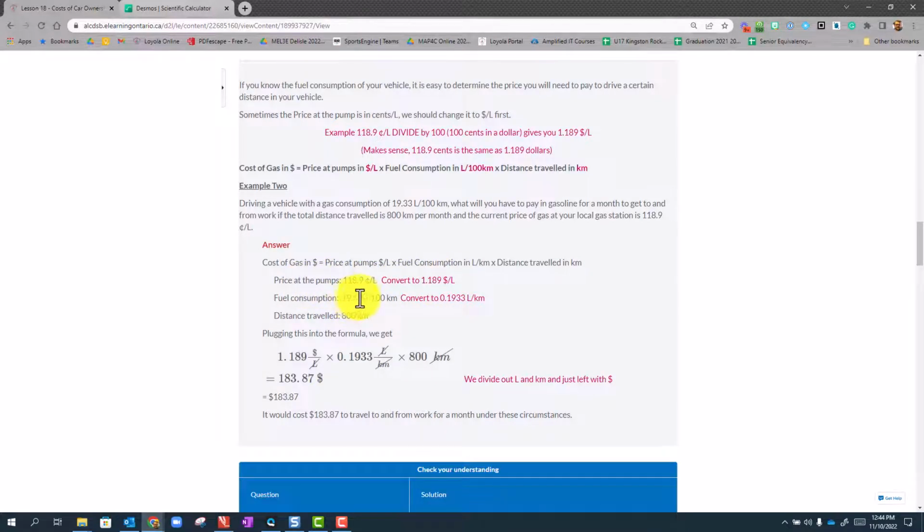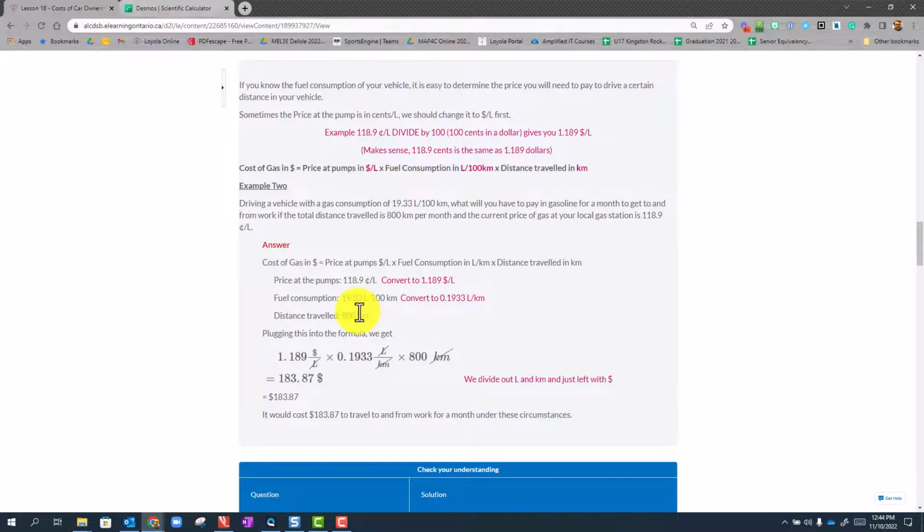Fuel consumption is 19.33 liters per 100 kilometers. We're going to change that to 0.1933 liters per kilometer just by doing the division. 19.33 divided by 100 is 0.1933, and the 100 is gone from the bottom now.